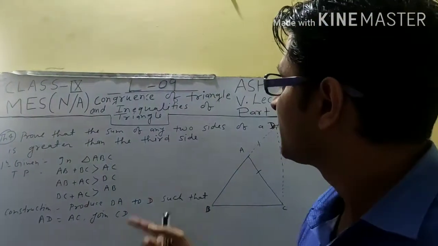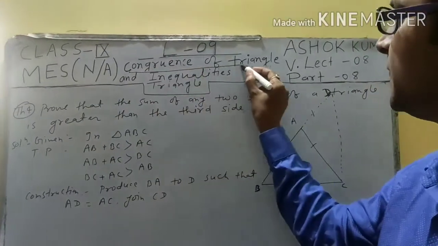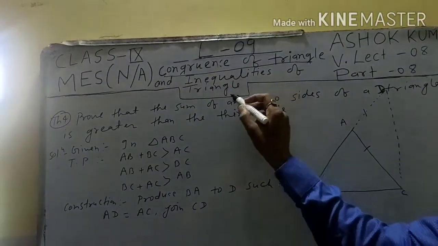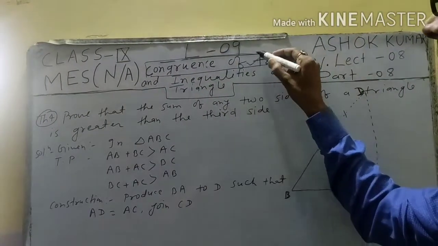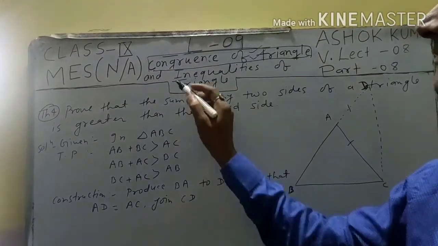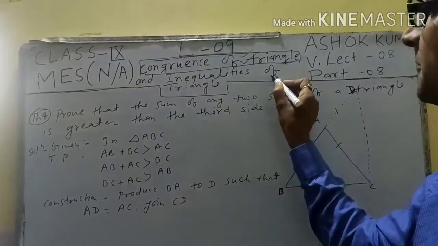Today, students, lesson 9, congruence of triangle and inequality of triangle. So, congruence of triangle is complete. Okay, students, this topic is completed. Today, I am going to discuss the new thing, inequalities of triangle.